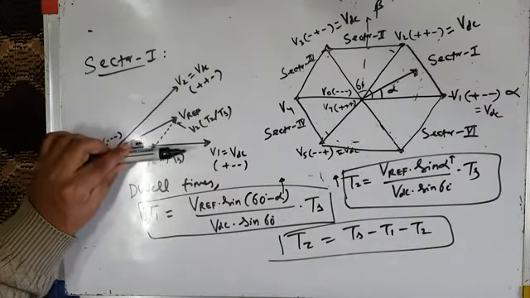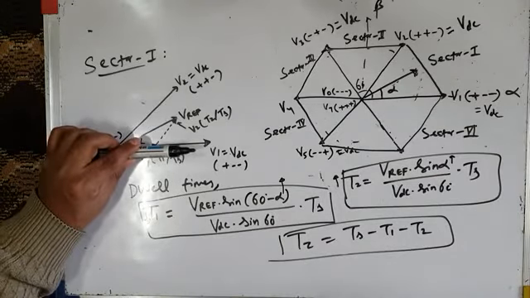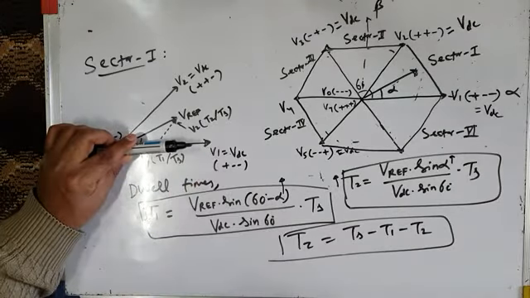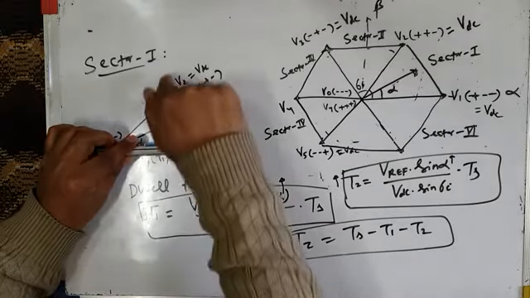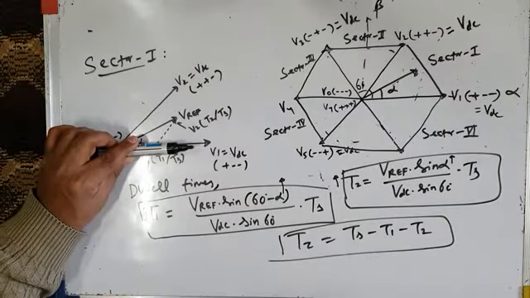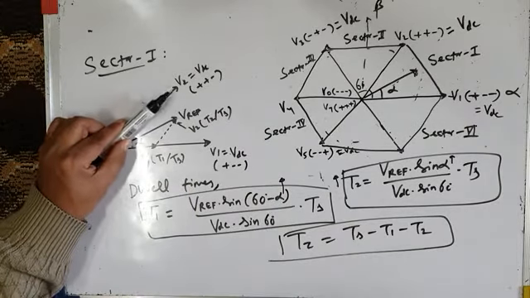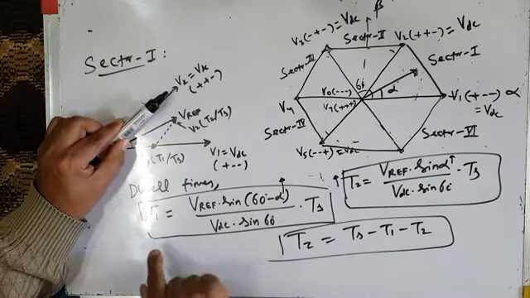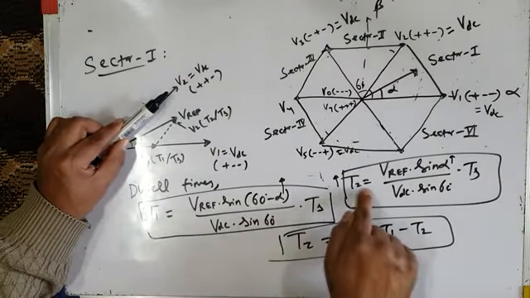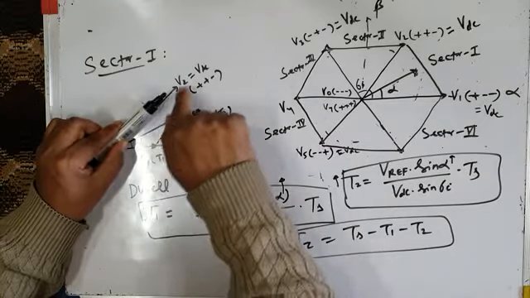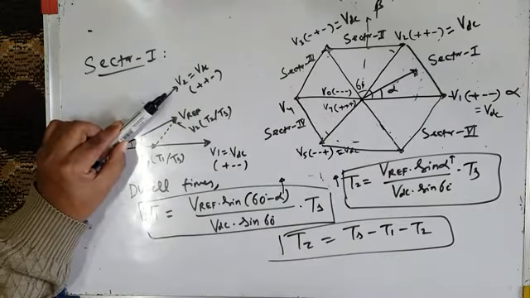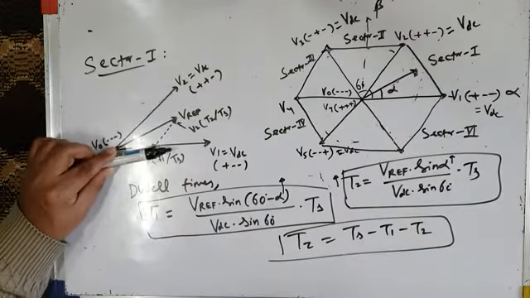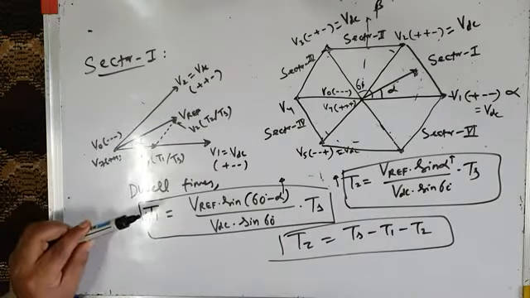So when reference vector is along alpha axis, at that time only T1 is there. V1 vector only gets applied across the load. V2 vector doesn't get applied across the load. And when your reference vector is along V2 vector, here alpha is 60 degrees, so T1 is 0, T2 is maximum. That means at that time only V2 voltage vector gets applied across the load. V1 space vector does not get applied across the load. And in between, both the vectors are getting applied across the load.